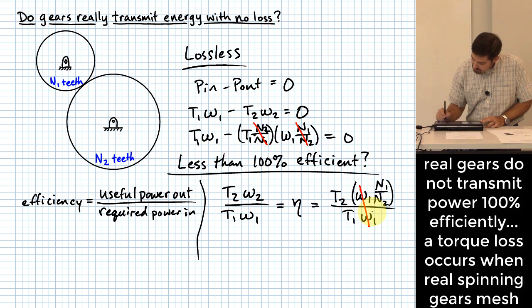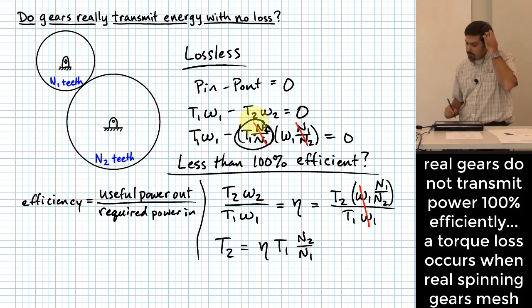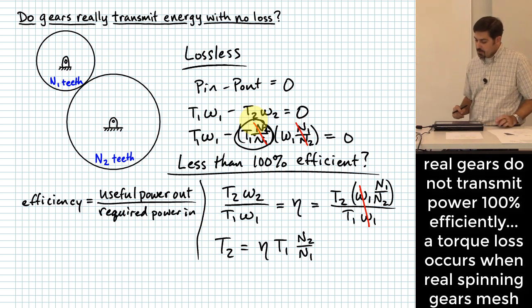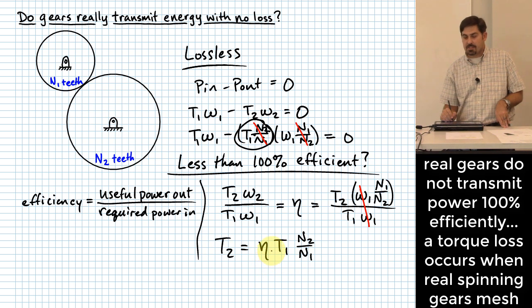So I can actually solve this out if I want to and say that, if you think about this, if I multiply over here by T1, right, actually, let me do it this way. T2 is equal to our efficiency times T1 times what? N2 over N1. And you'll notice that's mostly what I plugged in for T2 in that expression up there. But now we've tacked on this efficiency value that is something less than 1, right?